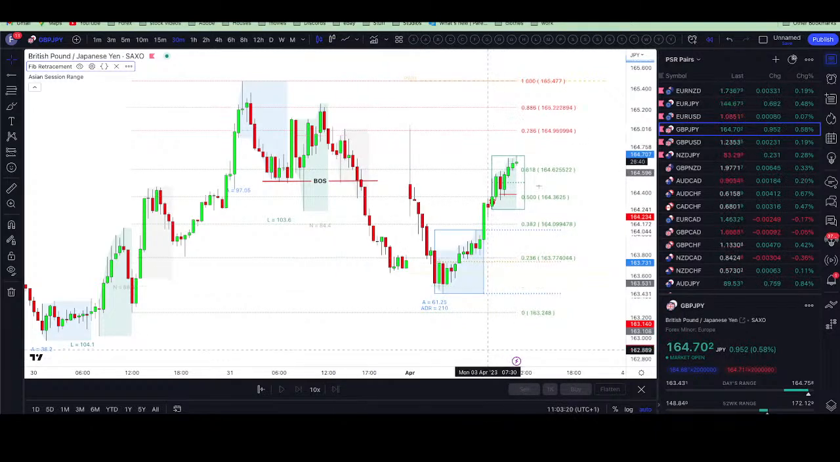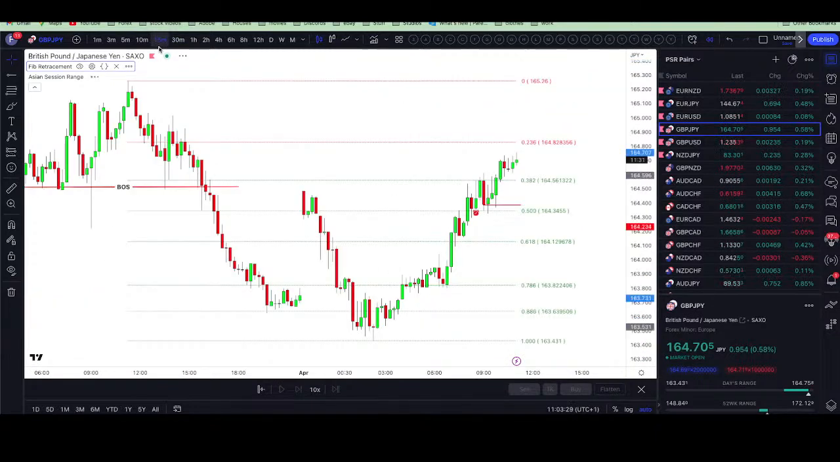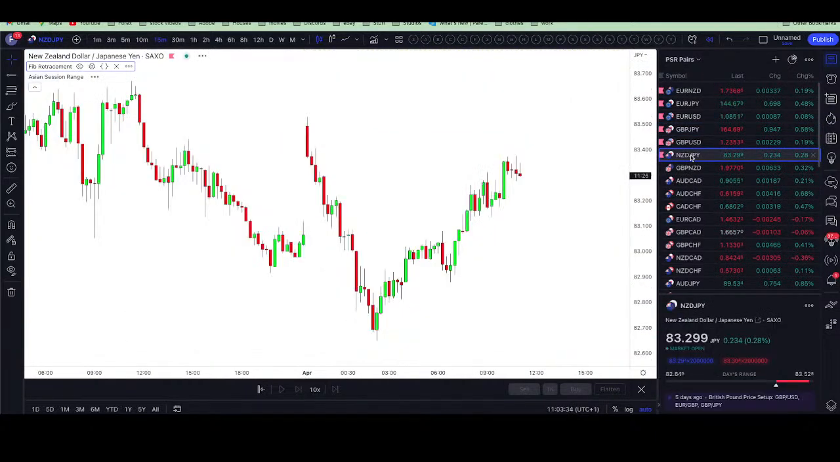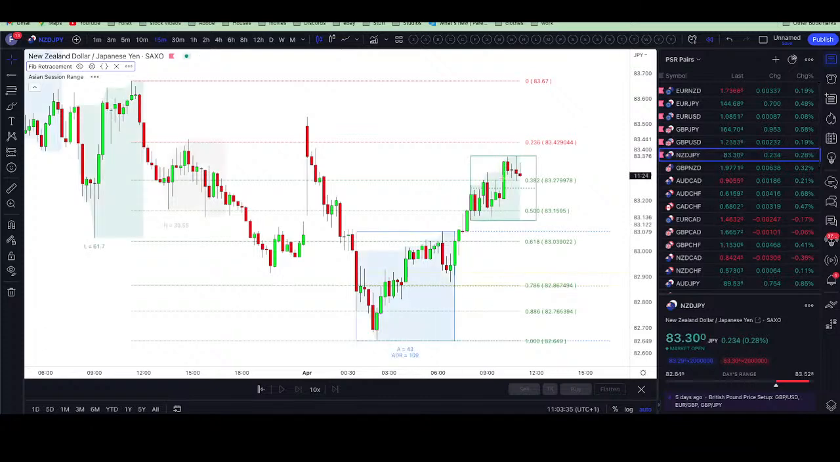I realize the 30 minutes giving us good. So we've got a push to the 618, not the 386 though, but the 618. You're still waiting for a break of structure on here. So GJ's not doing anything significant. It could just do a massive move though to catch up. NJ, let's see what NJ's doing. NJ's starting to go down as well.